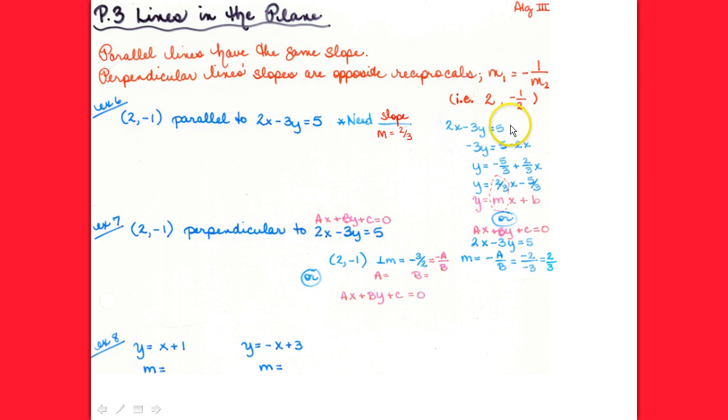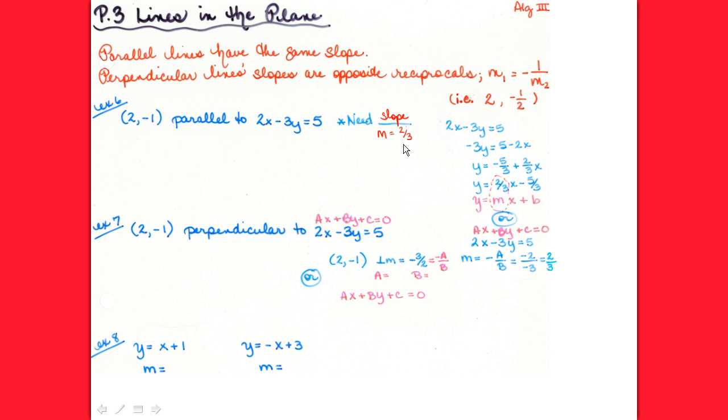We could create an equation in slope-intercept form by solving our equation for y. So we would subtract the 2x to the other side and divide by the -3. And then I want to put that in mx plus b form. So I'm going to turn that around so it's y equals mx plus b. So there's our slope of 2/3 right there.